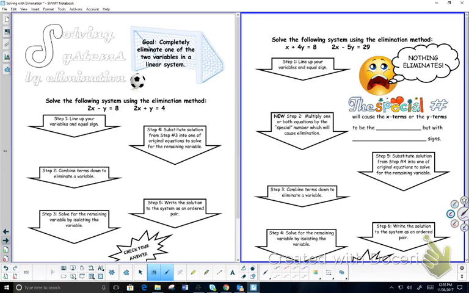Looking at these two, this is a system. How do I know? Because there is no X by itself. How do I know it's a system? It is a system. How do I know? Because there is no X by itself.